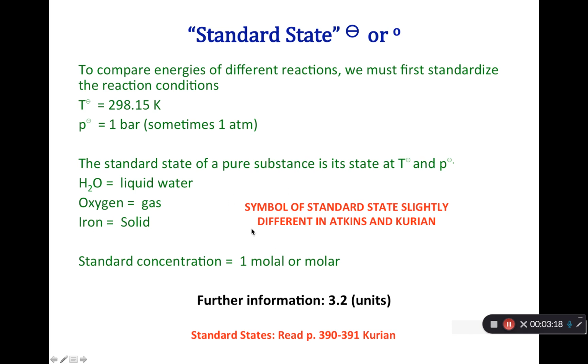Note that the symbol of standard state differs slightly in Atkins and Kurian. We will stick with the symbols in Kurian. A standard concentration is typically 1 molar or 1 molal. For units, I strongly recommend that you go through section 3.2 in Atkins. We will revisit these units again and again during the entire course. So you should be very familiar with molarity, molalities, and concentrations.